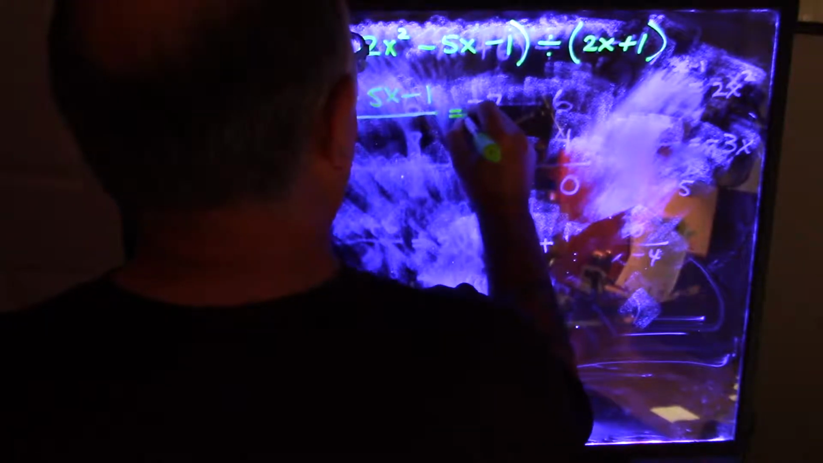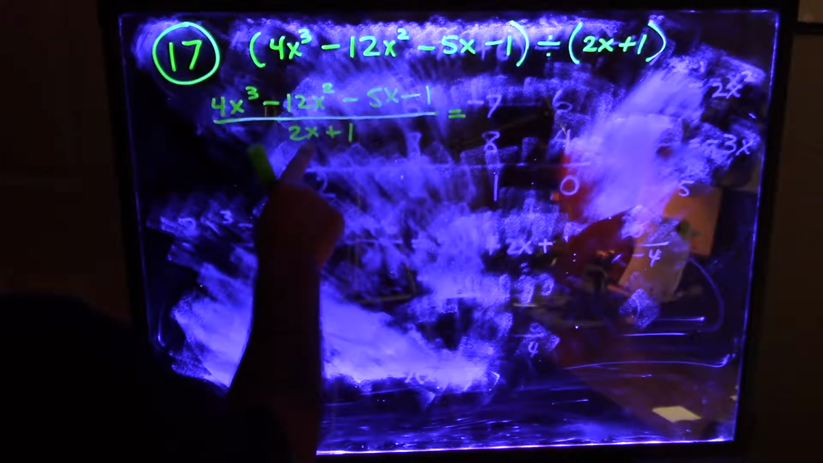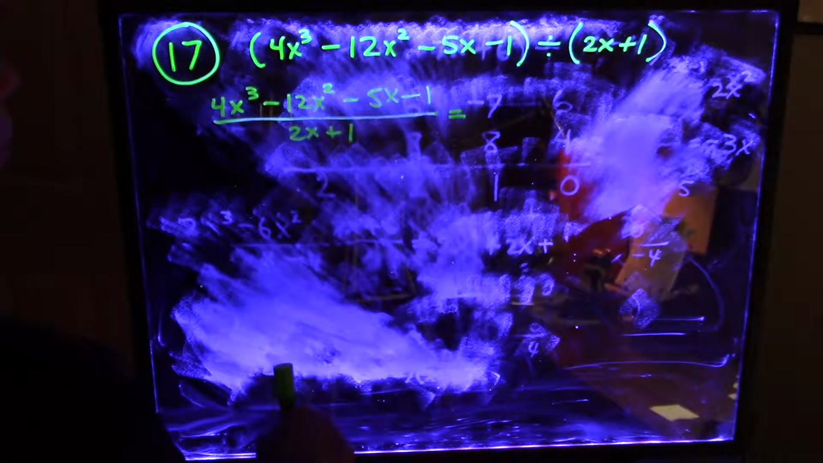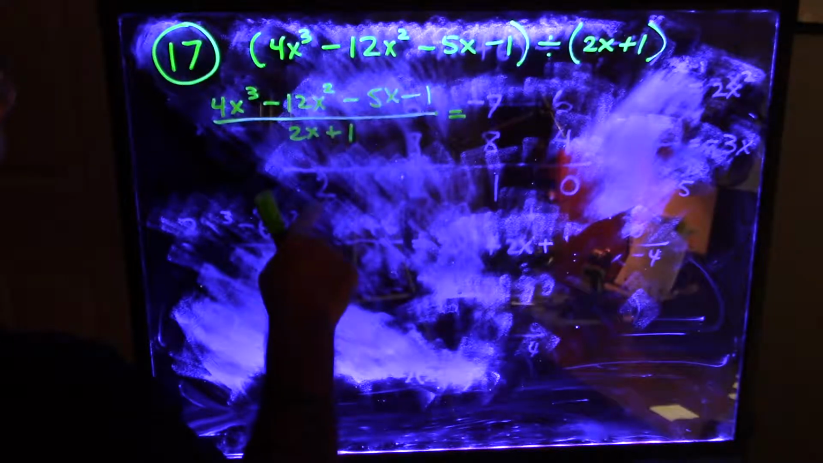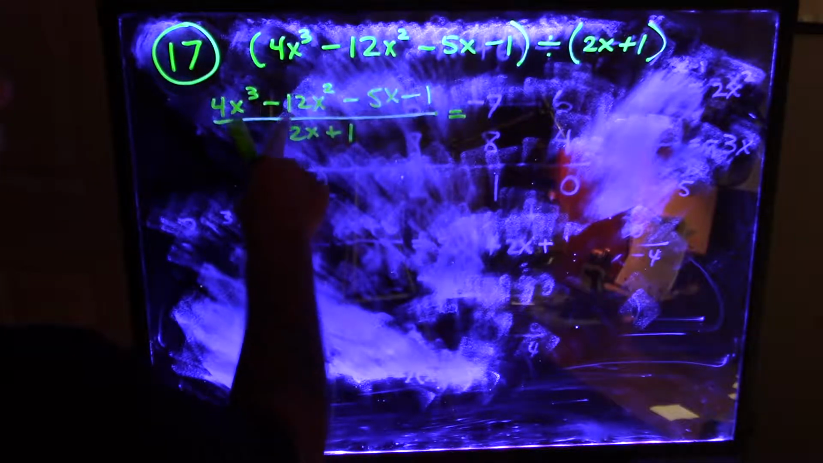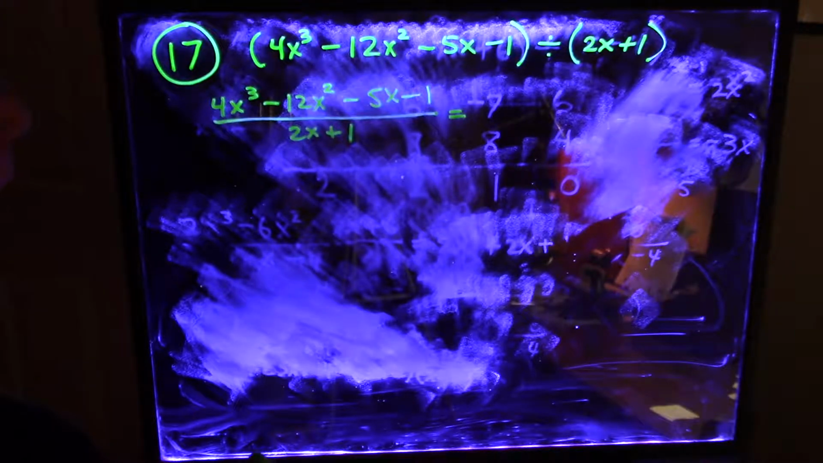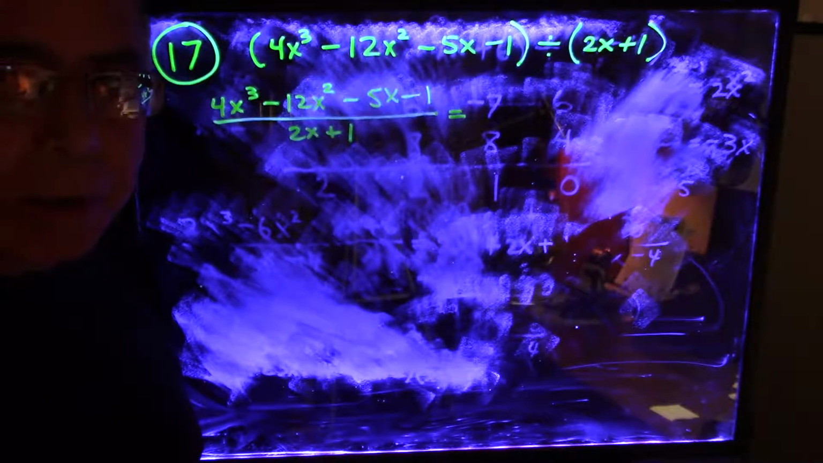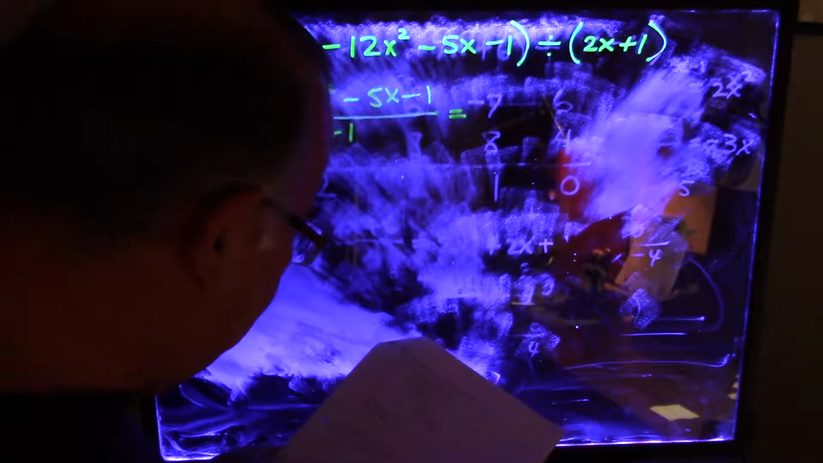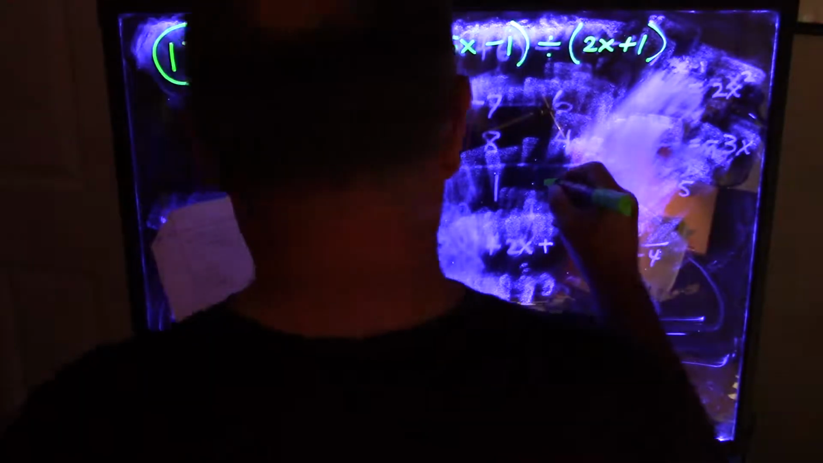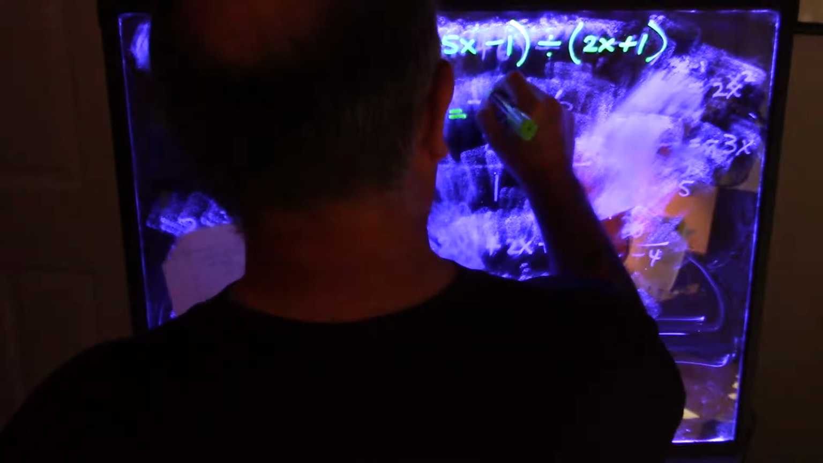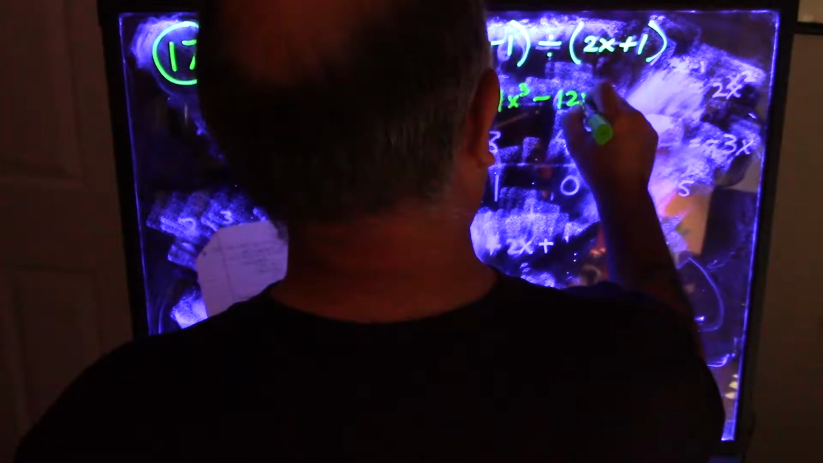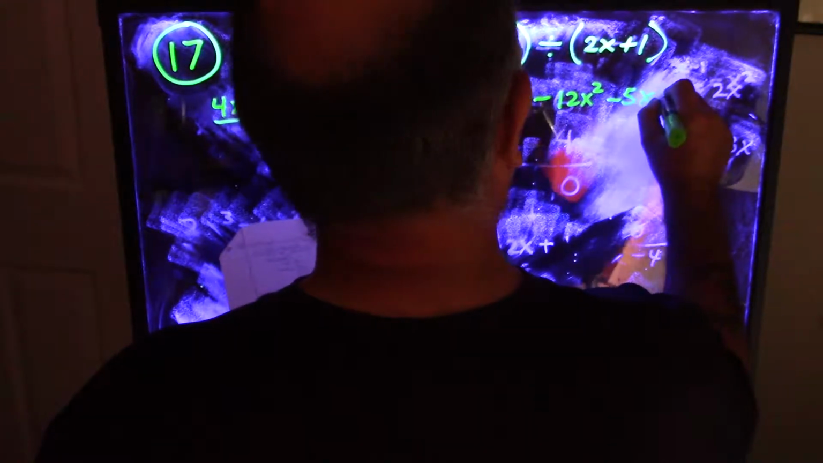So what I do is I need to write this in the form x minus k, where the constant in front of the x has to equal 1. But I don't want to change the value of this fraction. If I do, then I've basically changed the problem, and I'm not justified in writing an equal sign. So I have to somehow handle that. So let's see what we can do here. 4x cubed minus 12x squared minus 5x minus 1.